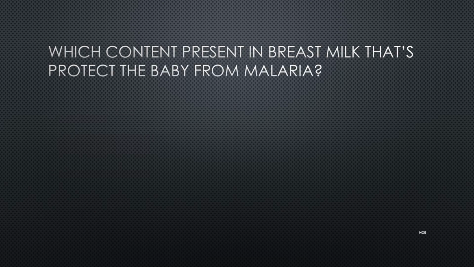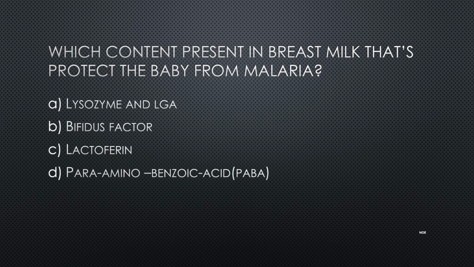Which content present in breast milk protects the baby from malaria? Option A. Lysozyme and IgA. Option B. Bifidus factor. Option C. Lactoferrin. Option D. Para-aminobenzoic acid. And the answer is para-aminobenzoic acid.